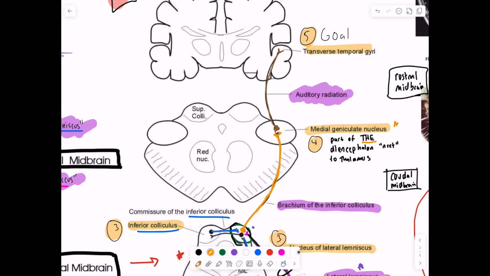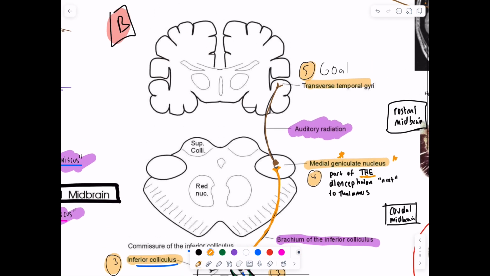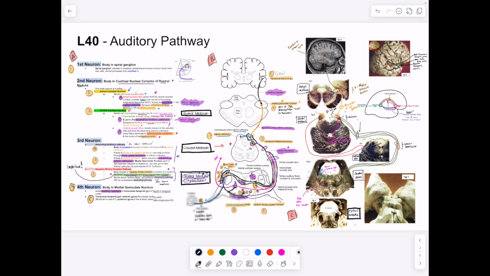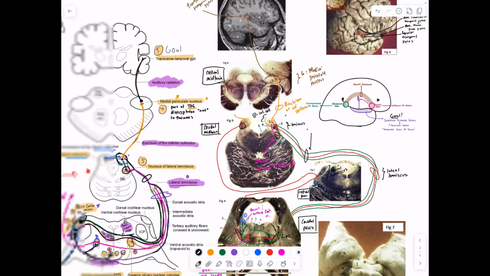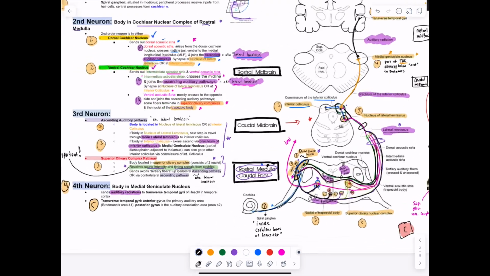is part of the diencephalon, the thalamus, hypothalamus, diencephalon. So diencephalon, thalamus, the medial geniculate nucleus is adjacent to the thalamus. And then the final leg of this journey is from the medial geniculate nucleus up to the transverse temporal gyre of the temporal lobe. Okay, and then we know that that is connected to Wernicke's area and then Broca's area overall. All right, so that's what we had.